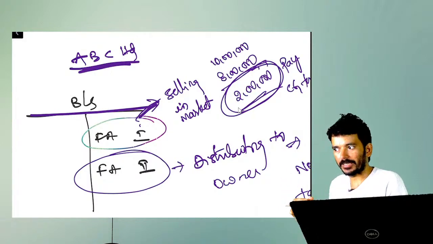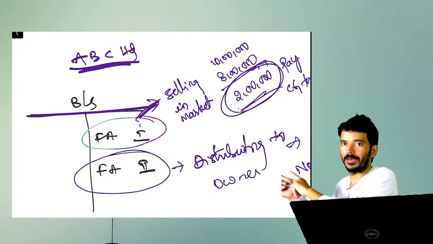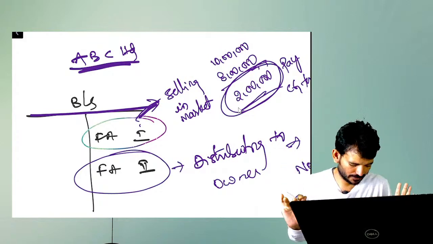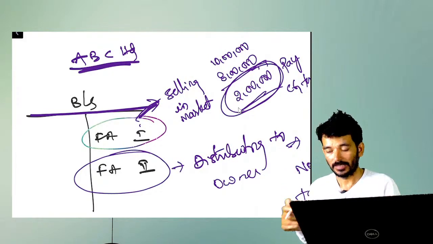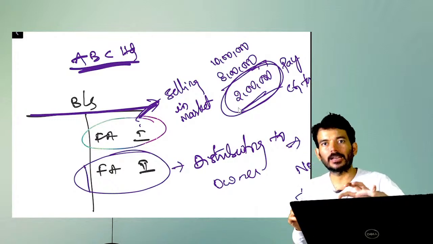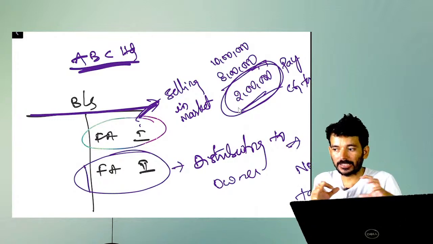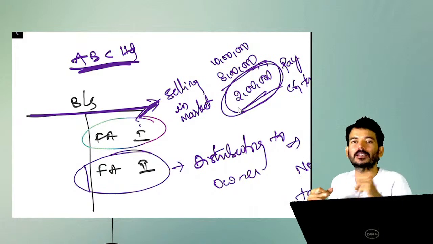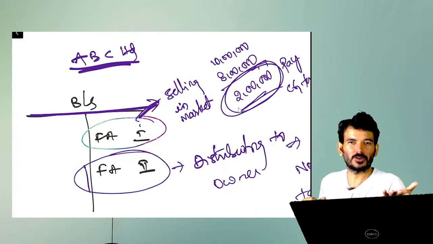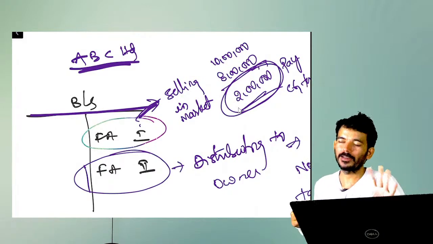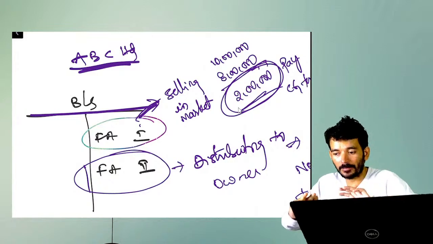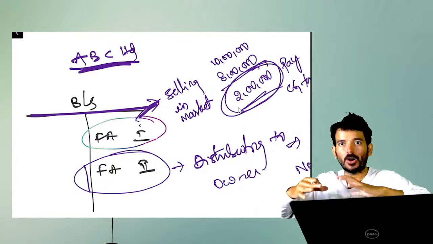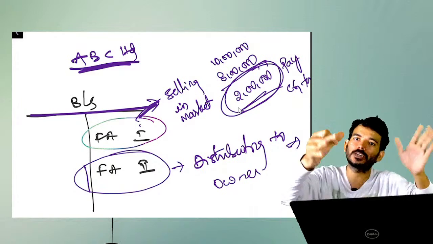When a liquidator is selling an asset in the open market, it's a normal calculation, nothing to do with section 46. Now FA2, there is another set of assets. Instead of selling in the open market, I am just asking you, boss, do you want to purchase because you are the owners? If you take a call and say we will only purchase, then I am distributing the assets on the date of liquidation to the owners.